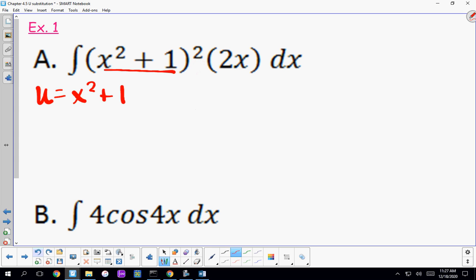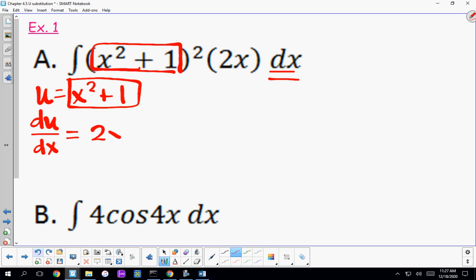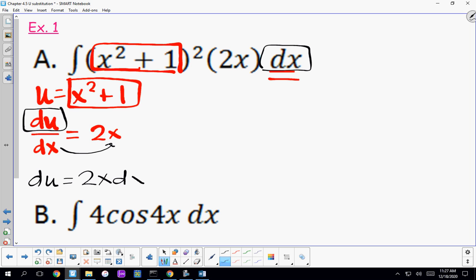So when we replace u, we're going to plug a u in here. This cannot say dx anymore. It needs to say du. Remember, du is part of a differential. We've seen du dx before, and the way we read that is the derivative of u. Well, here's u, so its derivative is 2x. Now, in my problem, I'm looking for something to replace dx, so we're going to need just du. Since we only need du, we're going to multiply this on the other side. So we see that du equals 2x times dx. And now we're ready to start using substitution.